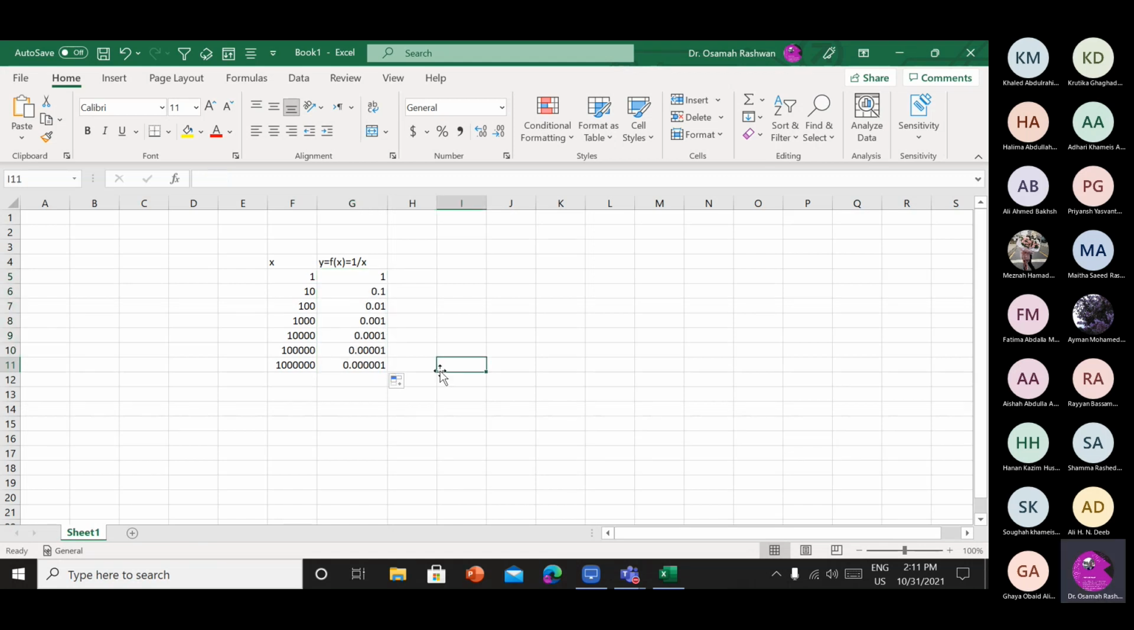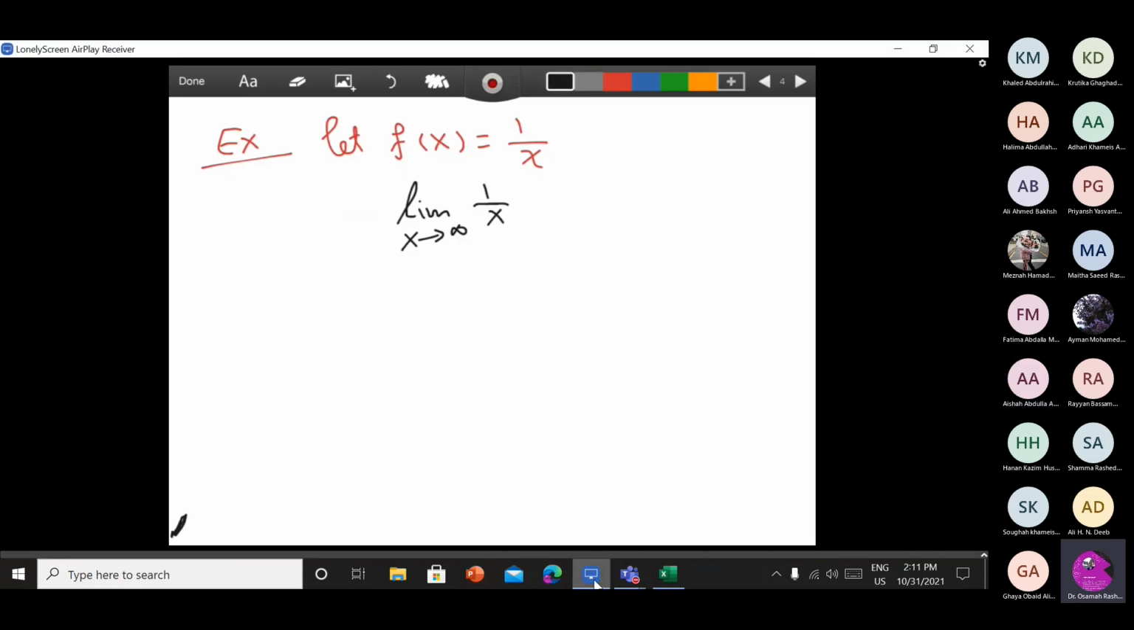So what's going on? 1, 0.1, 0.01 is becoming very close to what? If I carry on, this one will go to what? It will go to 0, right? Okay. So if I would like to write this, practically I know this will be 1 over infinity, so it will be 0.